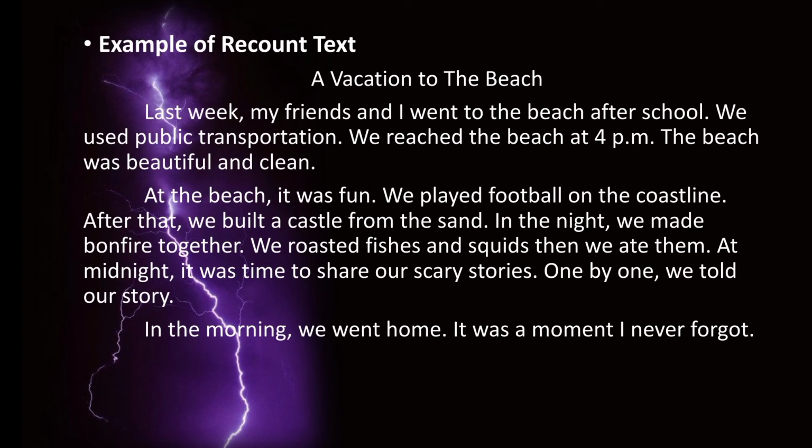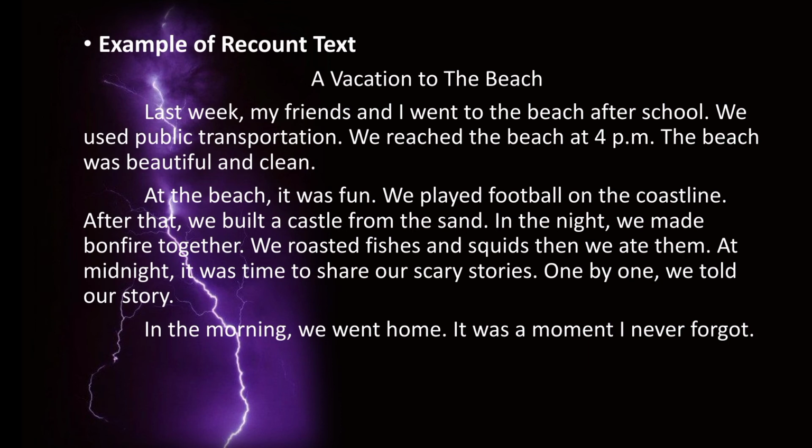Example of recount text. A vacation to the beach. Last week, my friends and I went to the beach after school. We used public transportation. We reached the beach at 4 p.m. The beach was beautiful and clean. At the beach, it was fun. We played football on the coastline. After that, we built a castle from the sand.